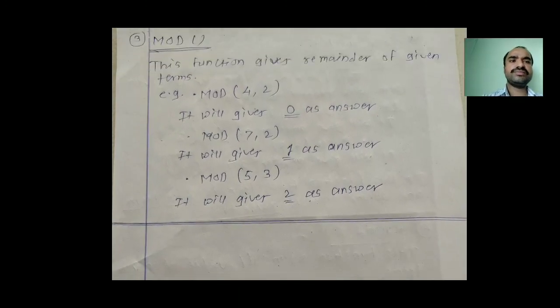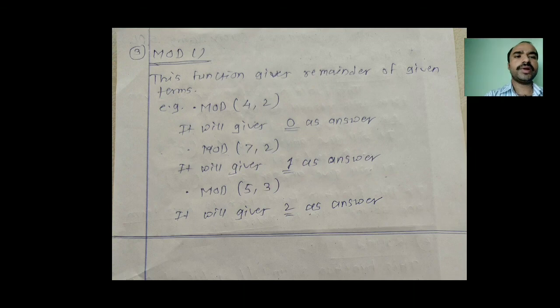The third function is the mod function. Mod means modulus. Whenever we divide any number by another number, we get an answer, and sometimes it will give a remainder. This function returns the remainder of the given terms. For example, MOD(4, 2). The quotient is 2, but when we think about the remainder, or the mod, it will give the answer 0. Another example, MOD(7, 2). The quotient is 3, but the remainder is 1.